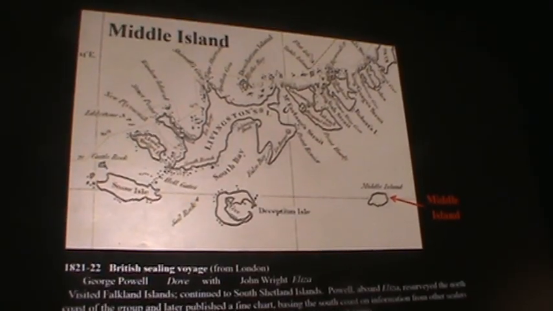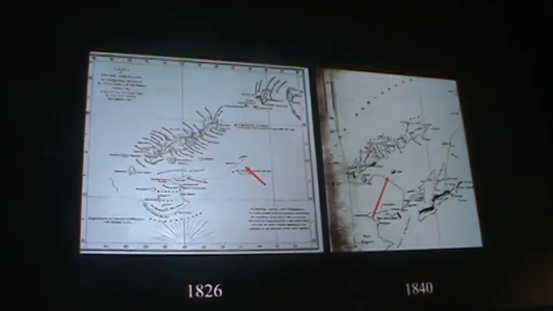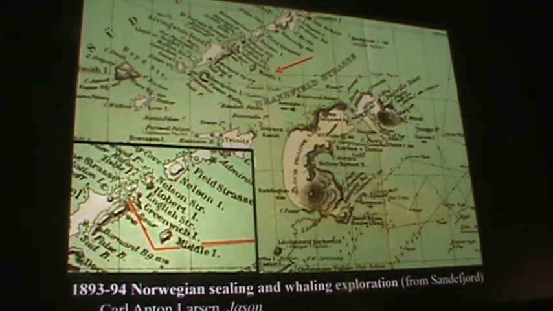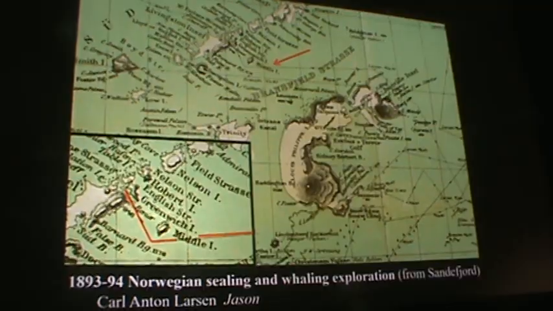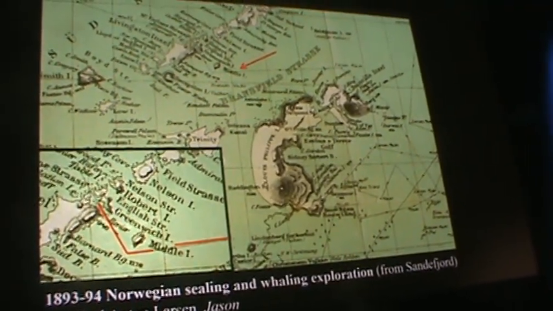South Shetland Islands, Middle Island, here it is. George Powell, John Wright discovered it. There it is on the maps, looking extremely convincing. You can see Deception Island, which we saw. It appeared on subsequent maps, 1826 with sealers, and to Monteville in 1840. And by the time it reaches 1840, you see it has some contour lines. And Captain Larsen of the ship Yelson added it to the map.